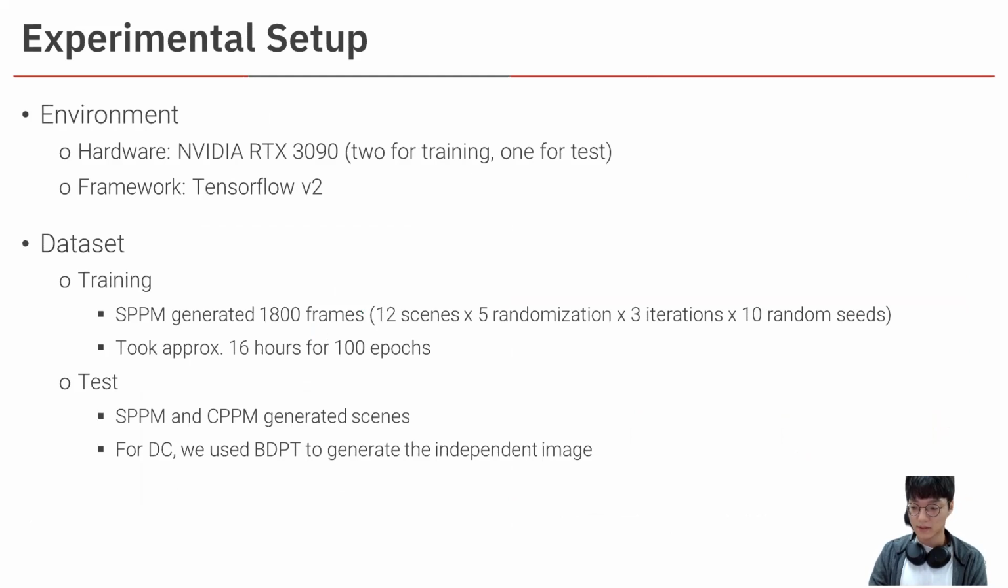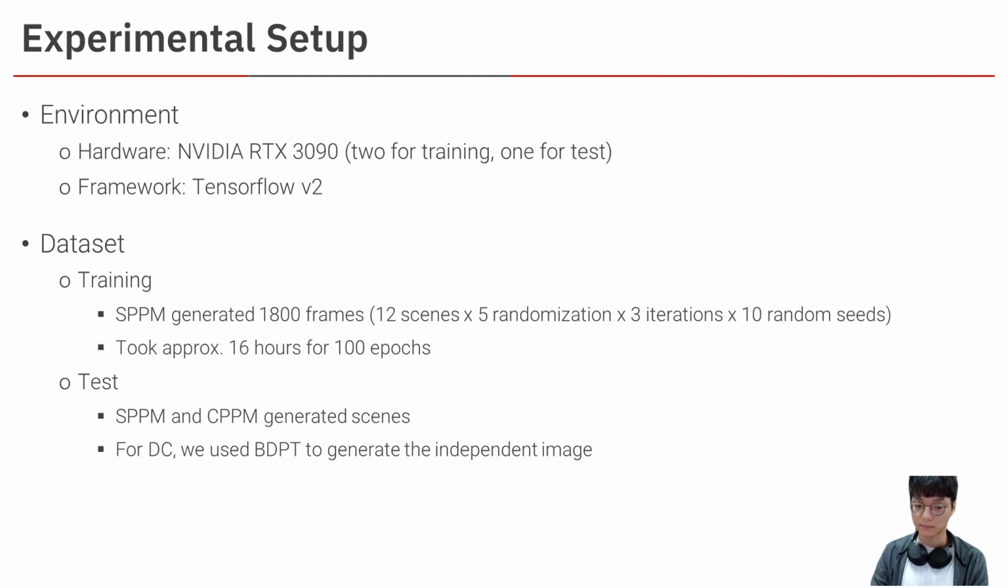Here is the experimental setup for our paper. We used NVIDIA RTX 3090 and TensorFlow version 2. Our dataset consists of 1,800 training frames, and it takes approximately 16 hours for 100 epochs. Test is done for both SPPM and CPPM. For fair comparison, we used bidirectional path tracing instead of plain path tracing for the input to the previous post-reconstruction method.